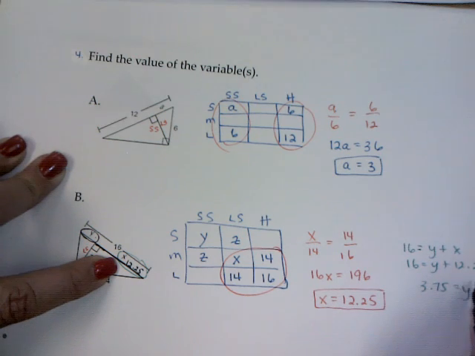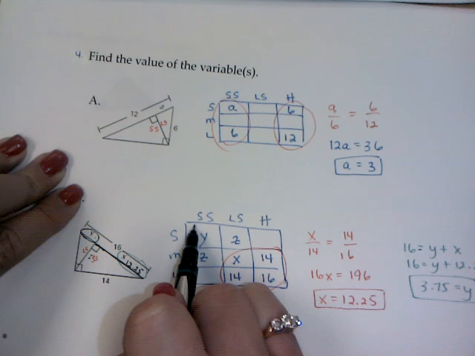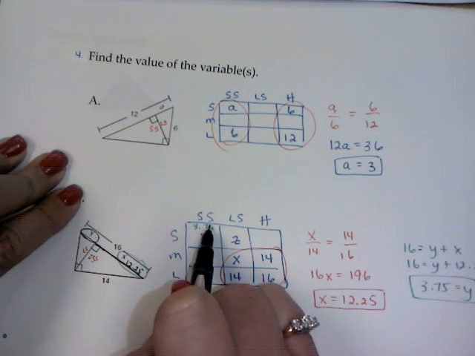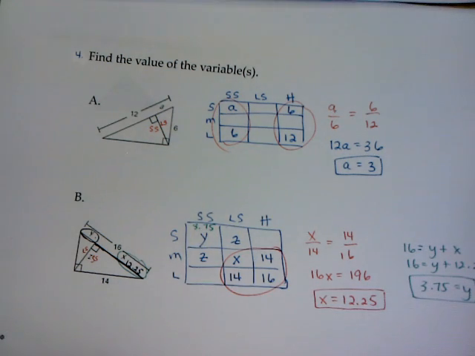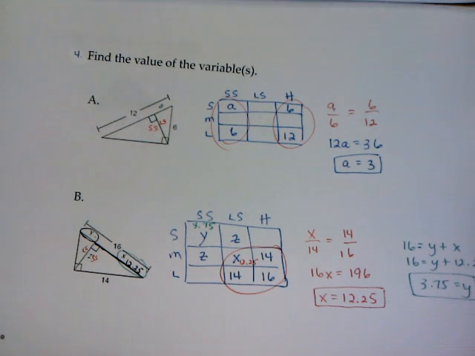3.75, when I subtract both sides, is my value for y. So y right here is 3.75. X, when we found it, was 12.25, which brings us to proportion number 3.